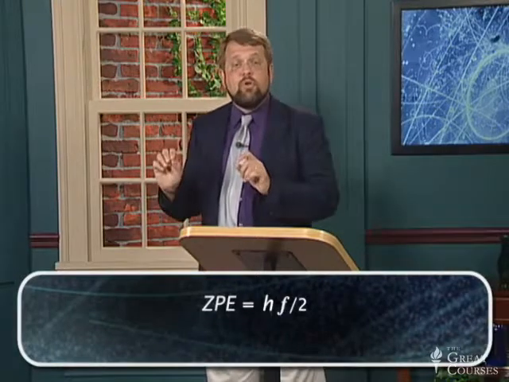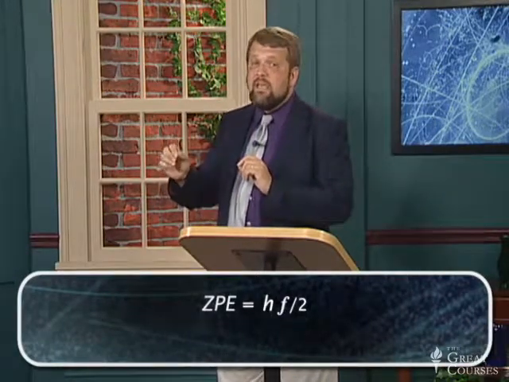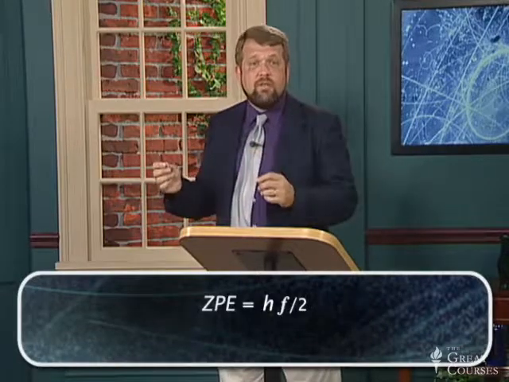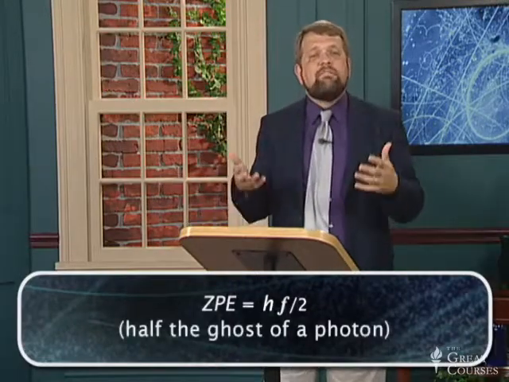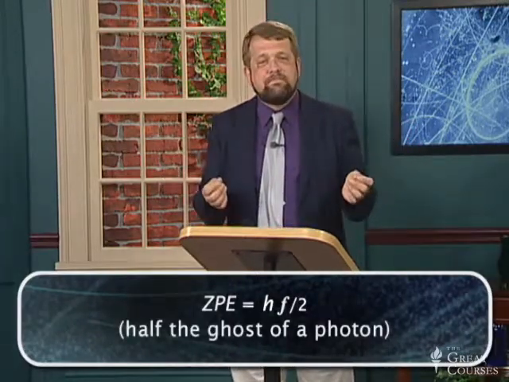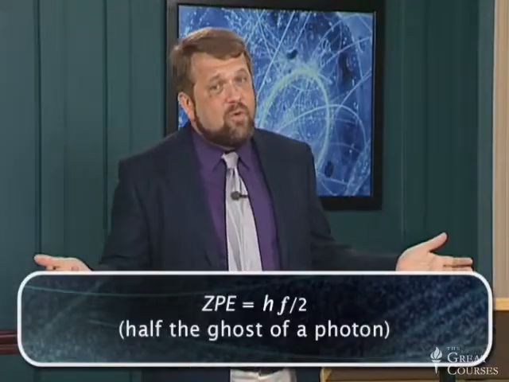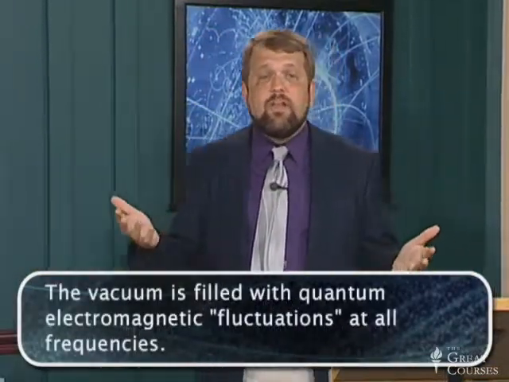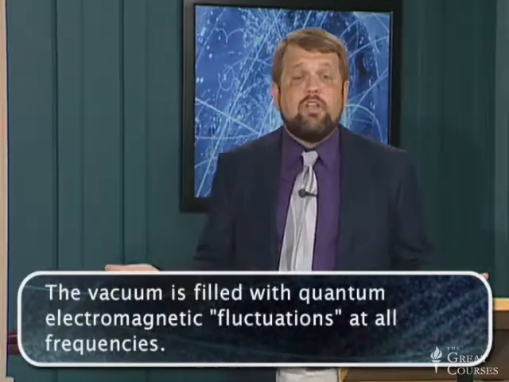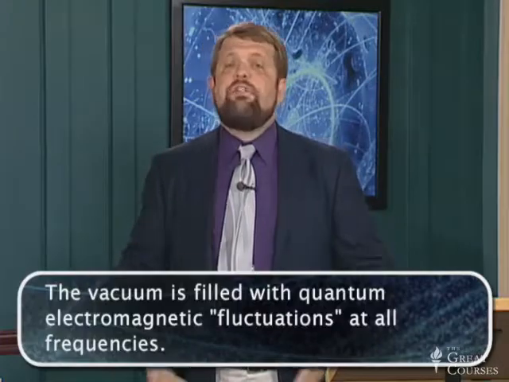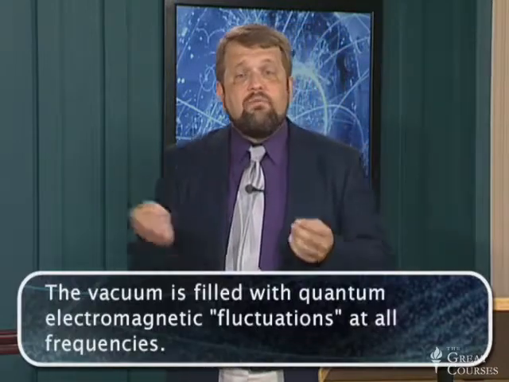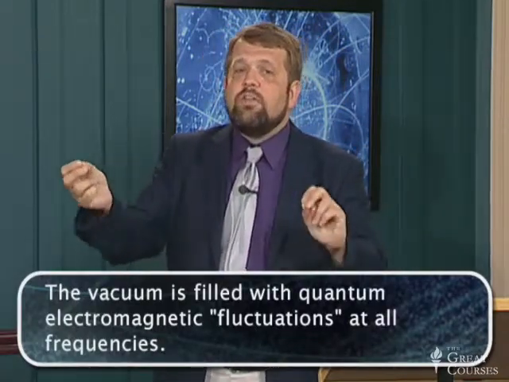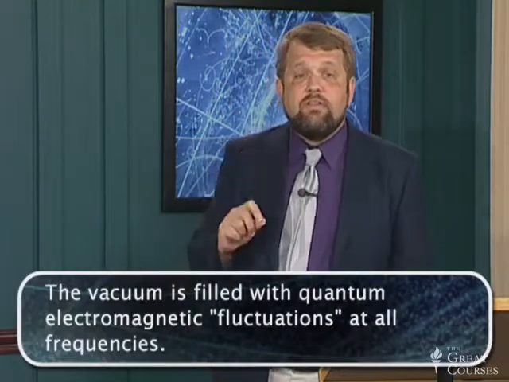How much zero-point energy? Well, once again, the zero-point energy is equal to Planck's constant times the frequency of the light divided by 2. Even when we take out all the photons we can, even in the vacuum state, there's still half of the ghost of a photon left. So the moral of the story is that the vacuum, the quantum state of no particles at all, is filled with quantum electromagnetic fluctuations, they're called, and they occur at all frequencies. Every frequency and direction has half of the ghost of a photon, even at the lowest energy state.